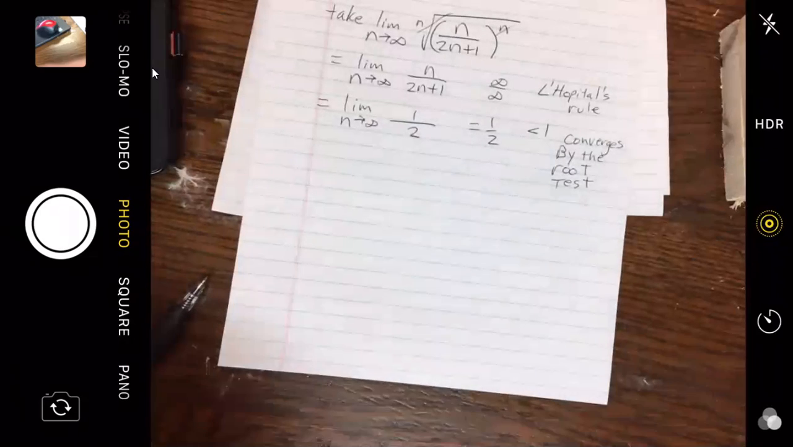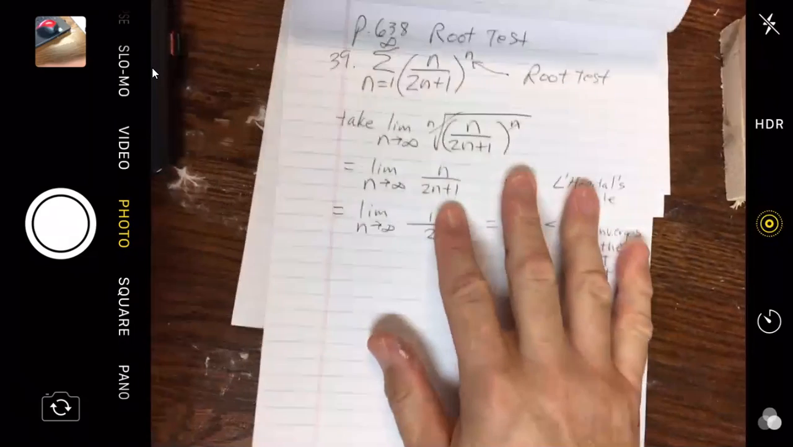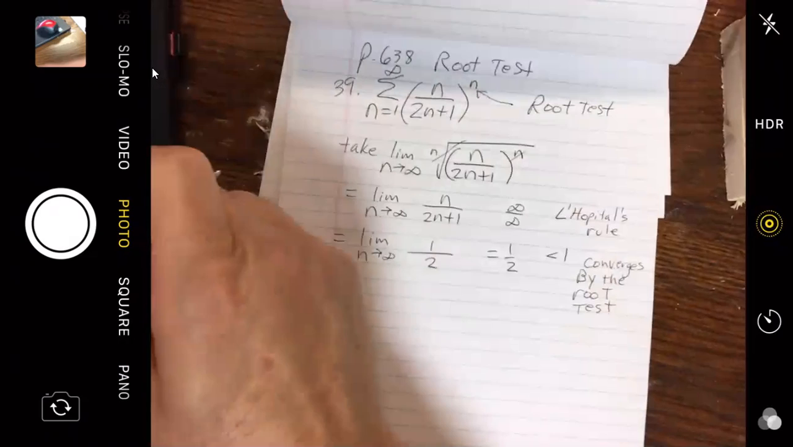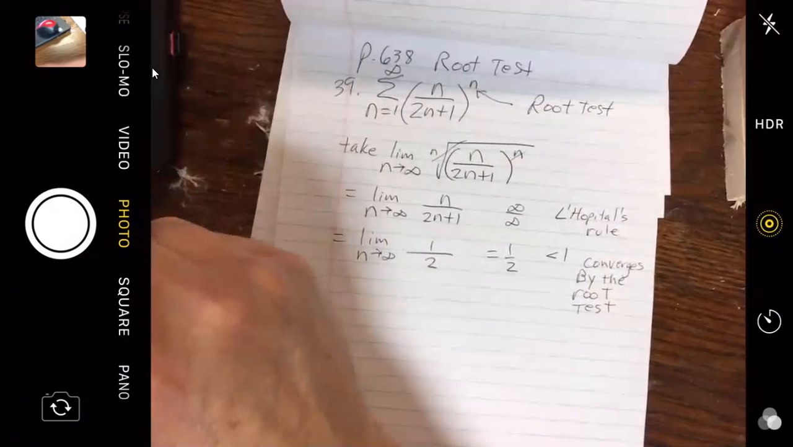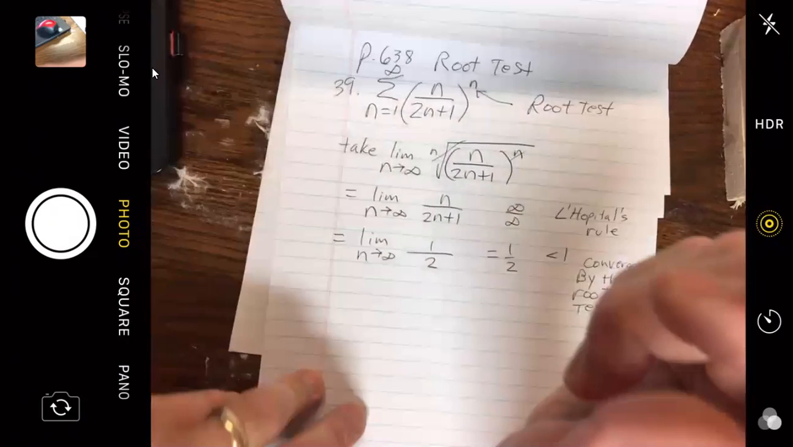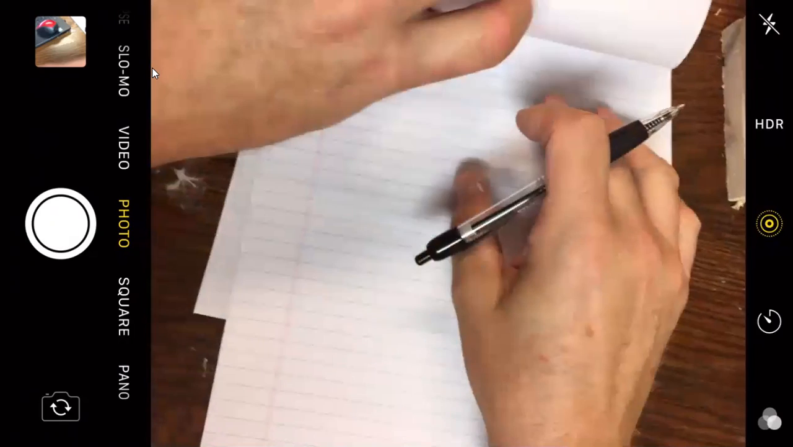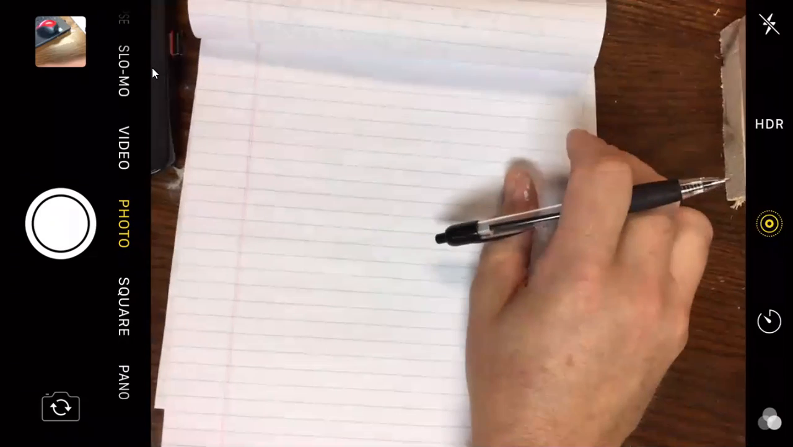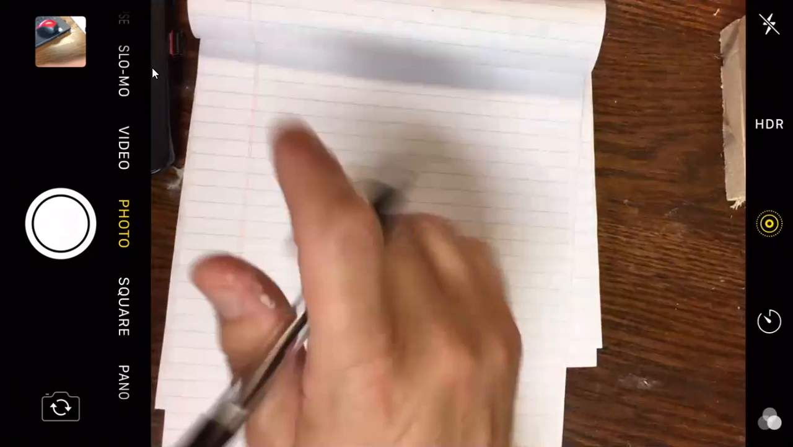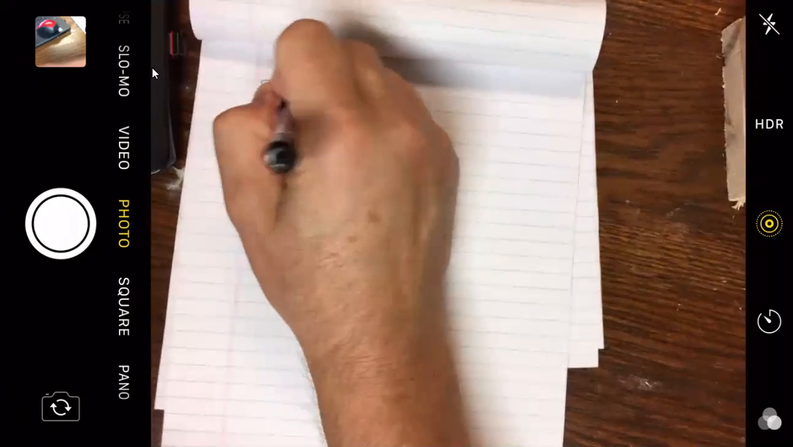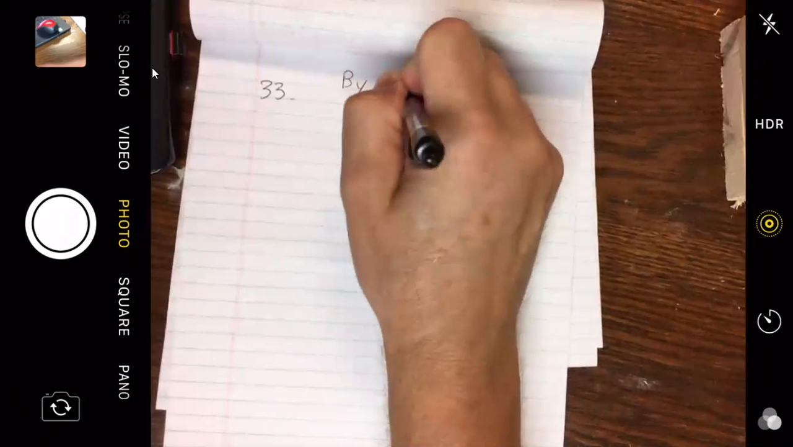Does anybody want to see another root test? Yeah, I'd like to see another. Okay. Do you want to see 33 done by that? Back on the previous page? Sure. Okay. So 33 by the root test.